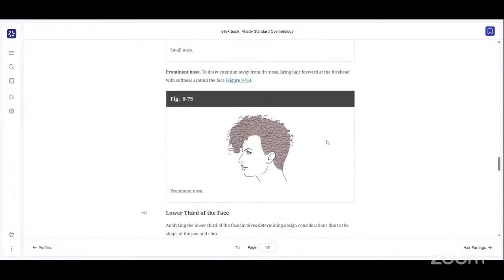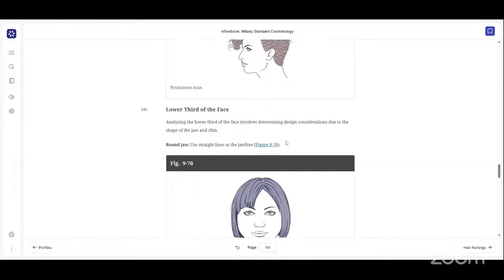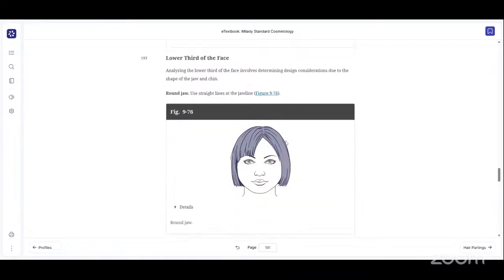Prominent nose. To draw attention away from the nose, bring the hair forward at the forehead with softness and around the face. So I will activate it with some texture, some pin curls, roller set curls, something super, super cute. The lower third of the face, okay, now we're talking the jaws and the lips, okay, the jaw and the chin.